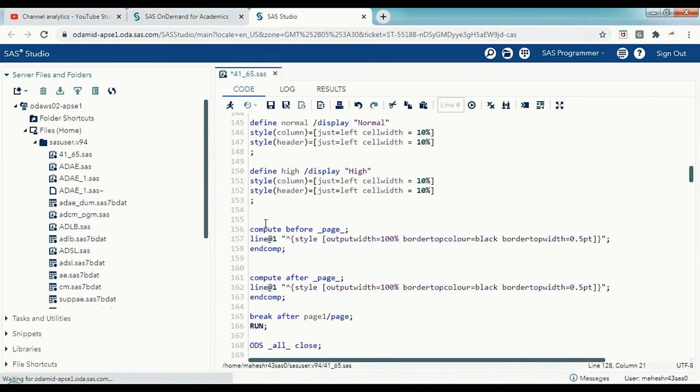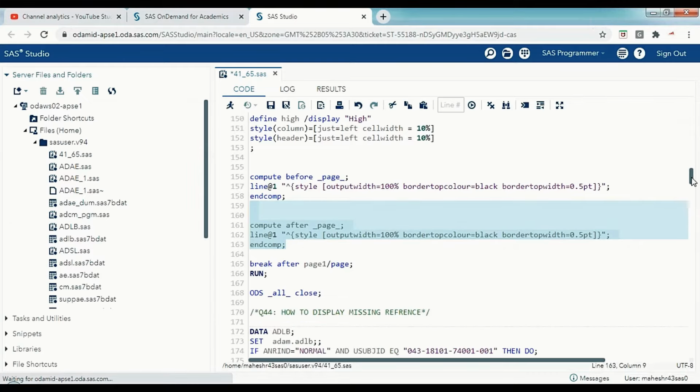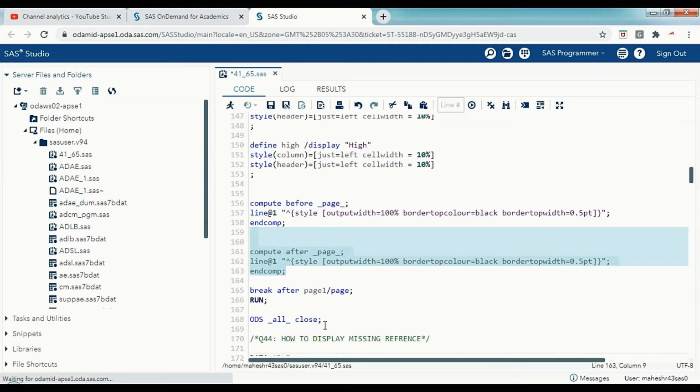After that, the before-line and after-line options are not in the general version, so that's why I'm giving the before and after line. After that, close this one. Okay, so close this one.